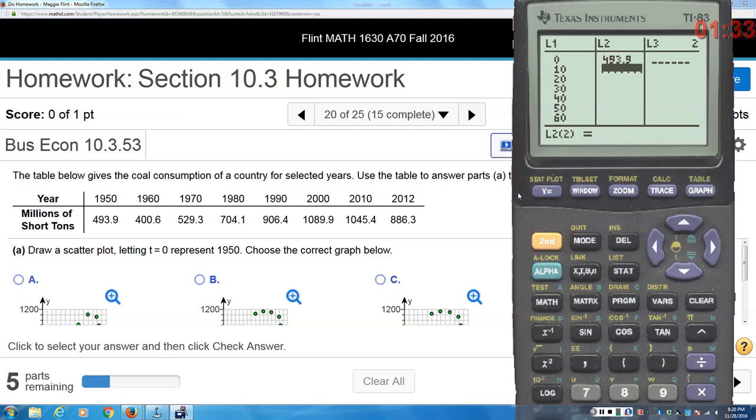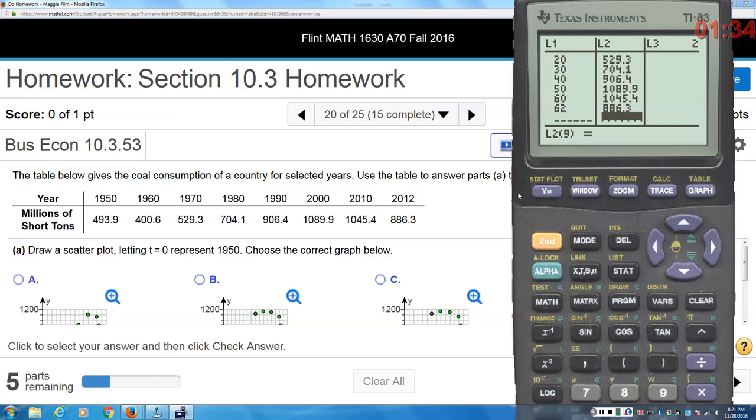493.9, 400.6, 529.3, 704.1, 906.4, 1089.9, 1045.4, 886.3.